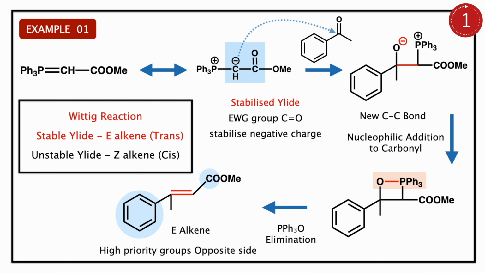First, let us write the ylide with charges. Carbon has a negative charge. Phosphorus has a positive charge. The negative charge is attached to a carbonyl, which is an electron withdrawing group due to hybridization. So the ylide is a stable ylide.